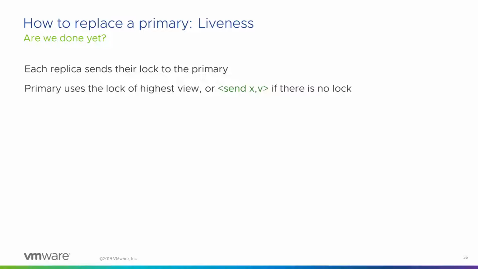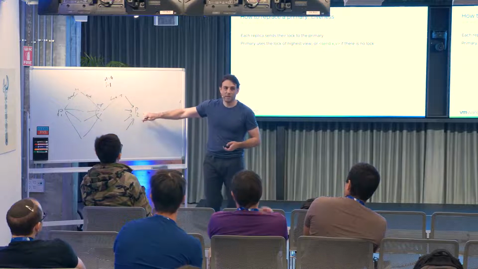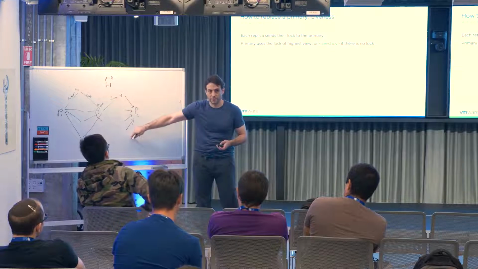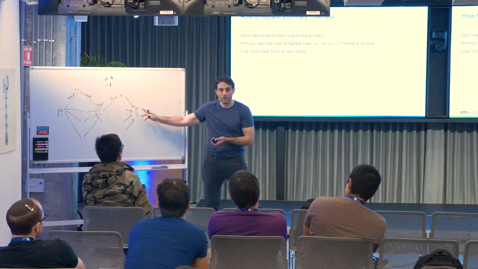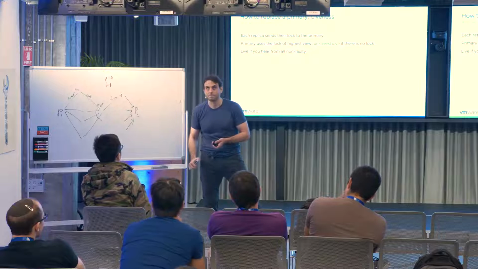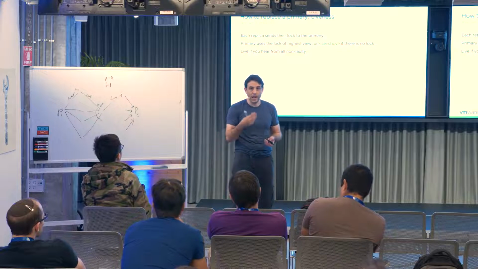So what does the primary do? Well, it looks at all the locks it receives, and it chooses the one with the highest view. And that's the one it uses in order to start sending, just like P1 sends a message X, P2 will send a message depending on the locks it receives. If it receives no lock, then it just sends whatever message it wants. If it receives some lock, it chooses the one with the highest view and uses that to send in this next round. And in particular, why is this live?